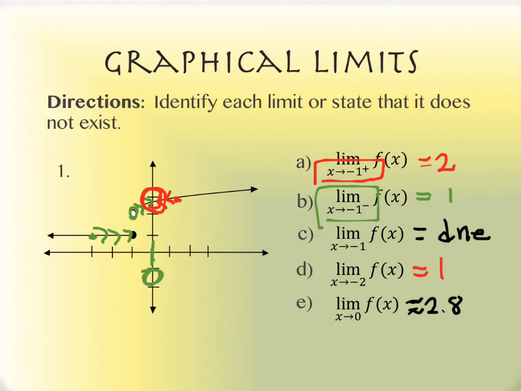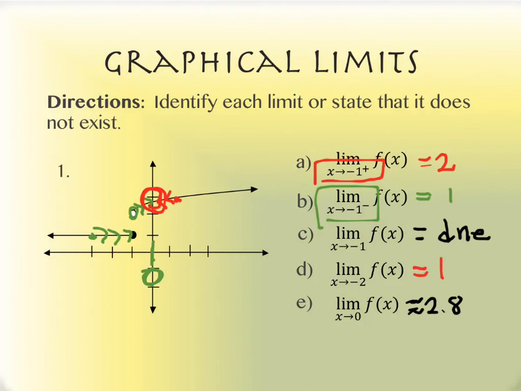I agree one of them had to make a jump. That really doesn't matter. What matters is as they get really close to that x value, they're getting close to the same y value. Okay? That's what a limit is. A limit is a y value you get close to. Sometimes you arrive there and sometimes you don't.